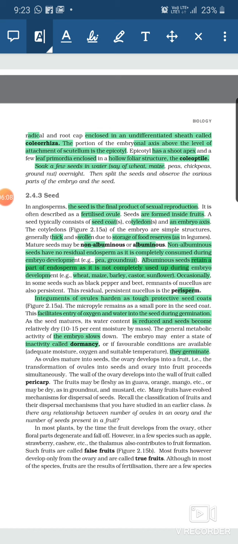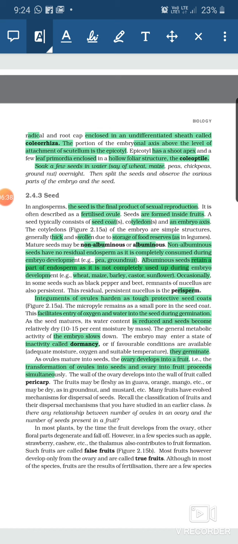Now, as the ovule matures into seed, we know about the seed. Now that the ovule has matured into seed, the ovary will develop into fruit. The transformation of the ovule into seed and the ovary into fruit proceeds simultaneously. So these two events occur side by side, meaning together it is going on. The ovule is developing into seed and the ovary is developing into fruit.